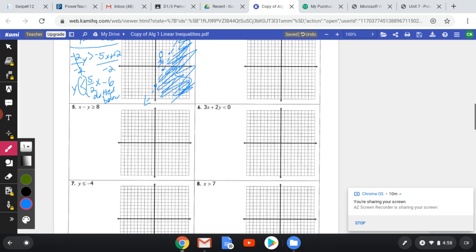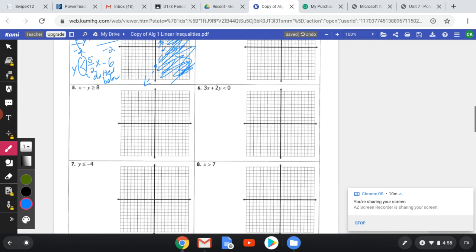Let's look at number 5. Number 5, again, we need it in the form of y equals mx plus b, so subtract x. Negative y is greater than or equal to negative x plus 8. Still need to get y by itself, so divide by negative 1. And because, remember, I divided by a negative number, I have to switch the inequality. So y is less than or equal to x minus 8.